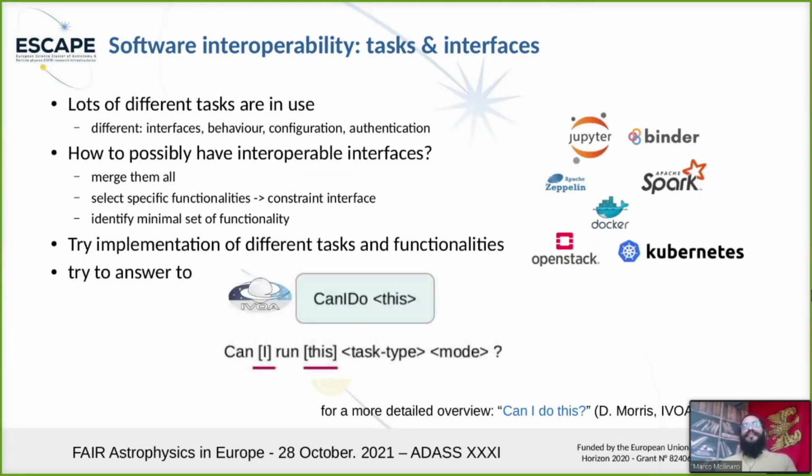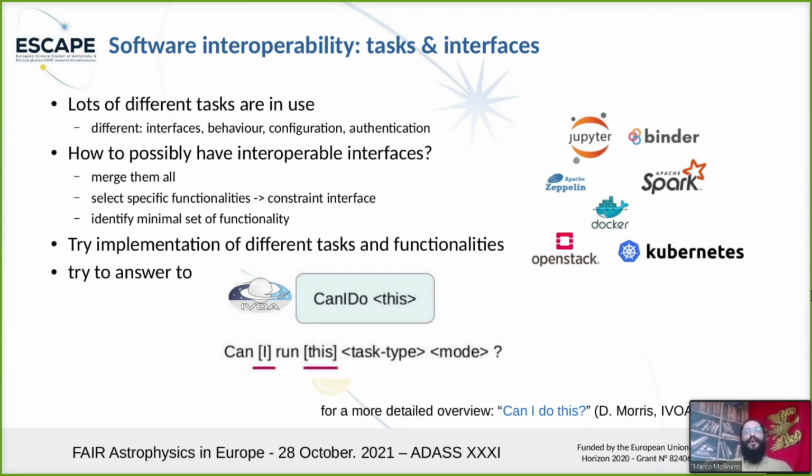Directly connecting to this and the software interoperability, there is an activity going on. It's more or less just started, and it deals with how to handle lots of different tasks that are currently in use in the community. So these have different interfaces and behavior, they are differently configured, and you have different authentication schemas to deal with. So how can you make these interoperate? You cannot possibly think of merging all of the features that they have, but you can try to select specific functionalities to constrain the interfaces and identify a minimal set of functionalities to reach interoperability. To do so, there is the need to implement these different solutions, so Jupyter notebooks, Docker containers, and whatever else you can think about.